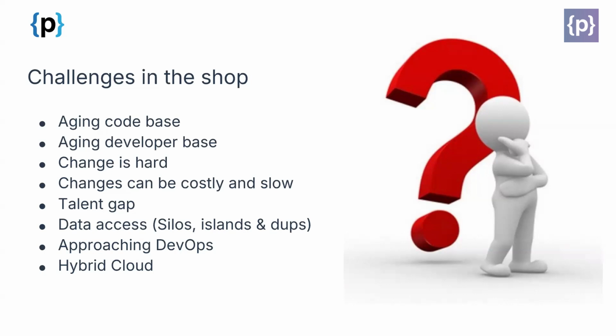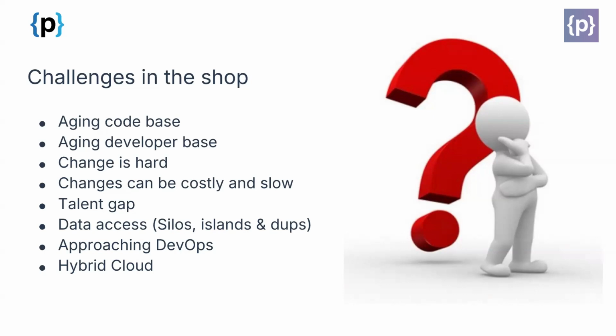I worked with a manager many years ago who gave me a piece of friendly advice. He said, Mike, there will always be a shortage of good people. And I thought, interesting. So as long as you're a good person, you'll hopefully be in demand. Who knows with this AI future and that kind of stuff. But we also have issues with data access. You have silos and islands and duplicate data and stuff like that. And how do we approach things like DevOps and the hybrid cloud?